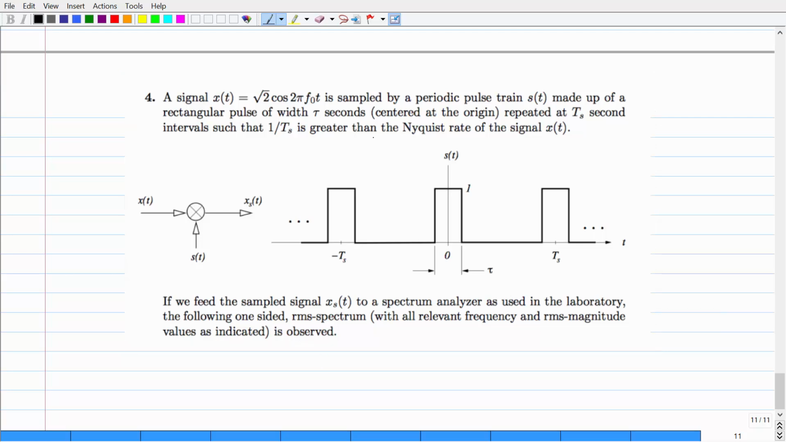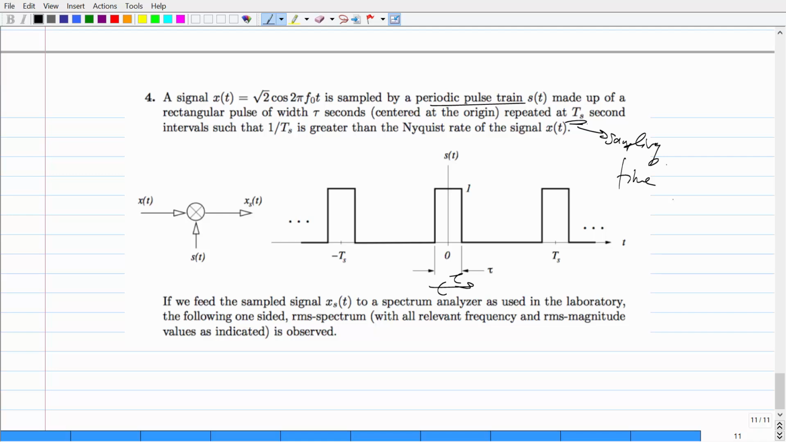So we have a signal, some cosine wave with some fundamental frequency that's scaled by √2. And then this cosine is sampled by a periodic pulse train. Okay, that looks like this. So the width is tau seconds centered at the origin. So the width between here and here, this is tau. Also, it's repeated by Ts second intervals. So this is the sampling time.